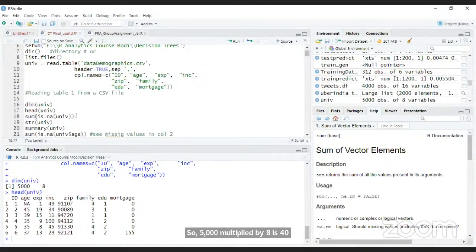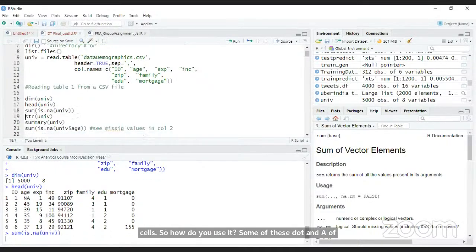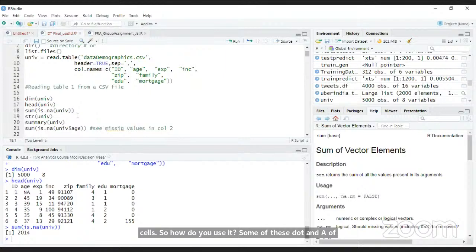So let us count the number of missing values or missing cells. How do you do it? Sum of is.na of univ. Univ is the name of the data set. So out of 40,000 cells, 2014 cells are having missing values, meaning NA values are present in 2014 cells.